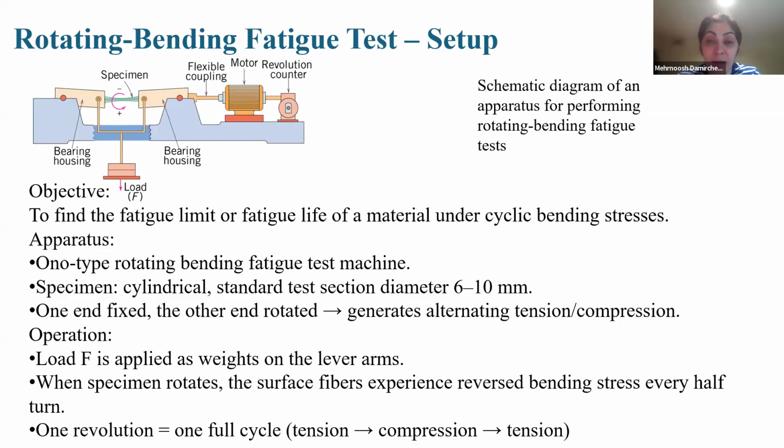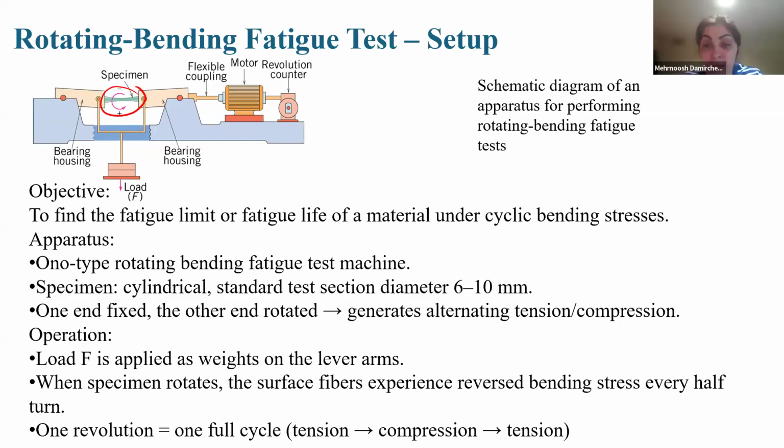The setup typically includes an Ono type rotating bending fatigue machine, which is the rotating bending machine that you see here, and cylindrical samples, usually 6 up to 10 millimeters in diameter. We are talking about the green sample that you see here.